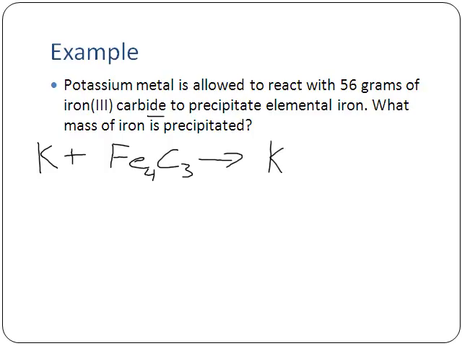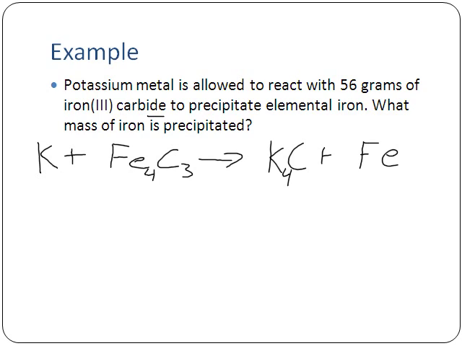Potassium, look at the periodic table, its valence is +1. The carbon is -4. And so that means we have to have 4 potassiums. And then what's left over? Our poor iron all by himself, which is what it said. It precipitated elemental iron, iron just as an element by itself. And so this is the reaction that we have here.